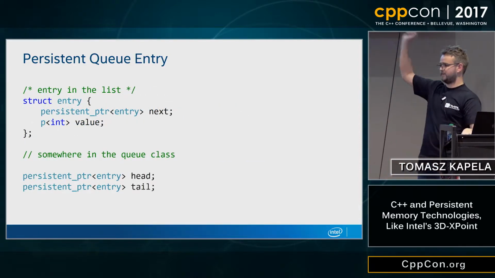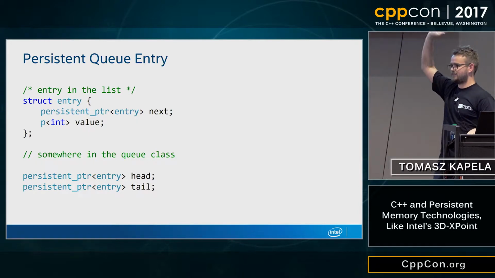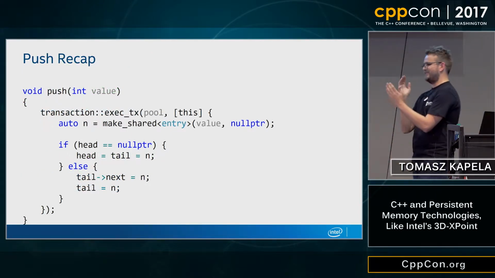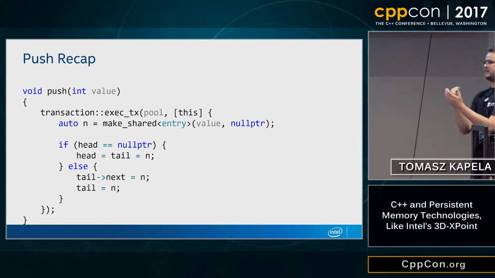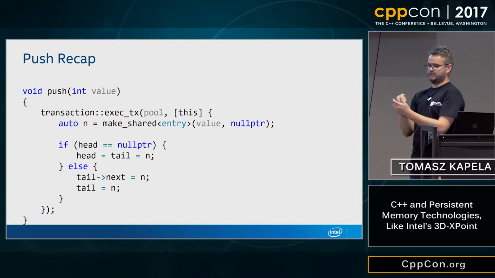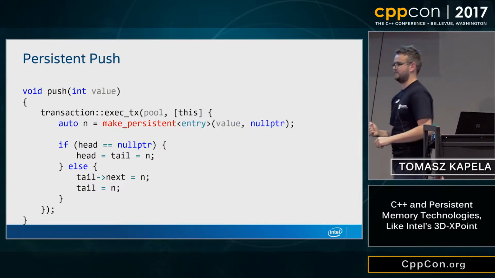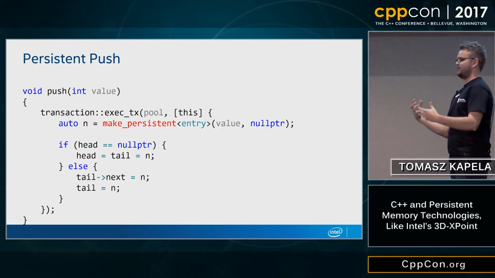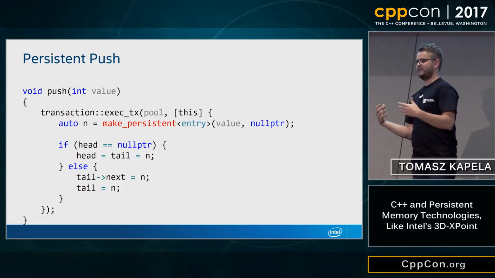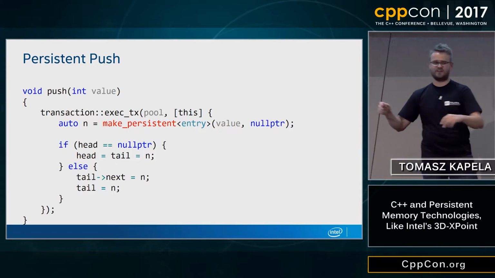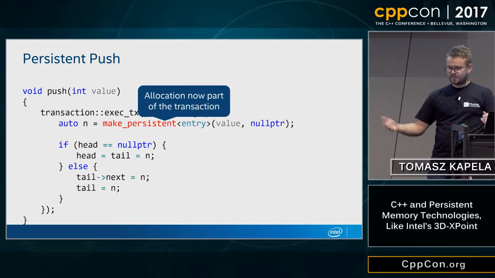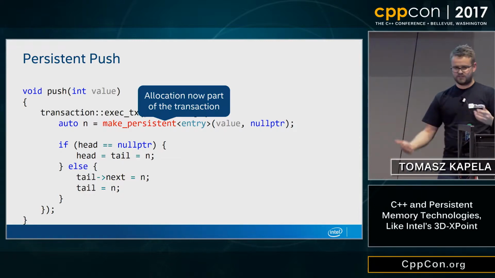So this is now our queue. It's fully persistent. It's got all the persistent pointers, and the data is also protected by the P template. Now the push is going to be really simple to fix. The only problem is that now we're allocating a shared pointer. Fixed. Now we are allocating an object using our allocator and returning you a persistent pointer to the newly, transactionally allocated object. The allocation is now part of the transaction, so if it aborts, the allocation never happened.